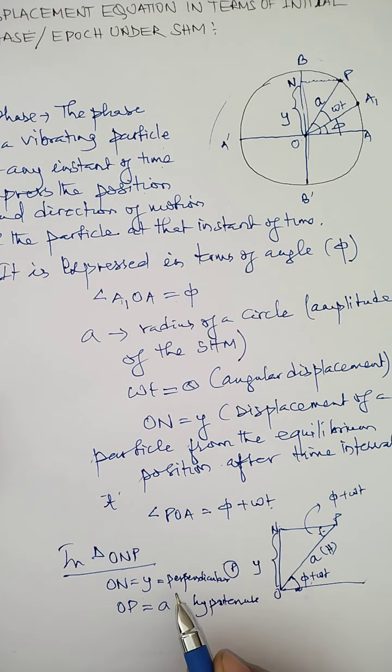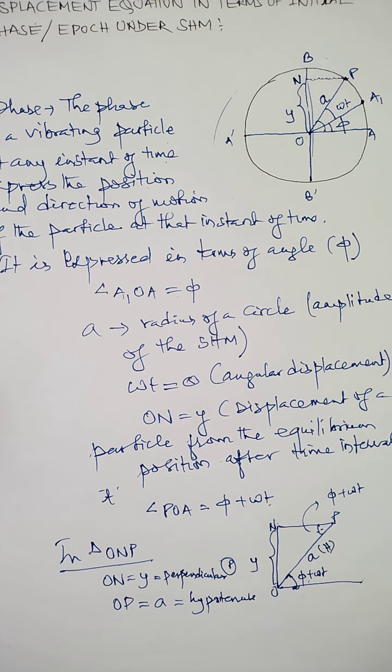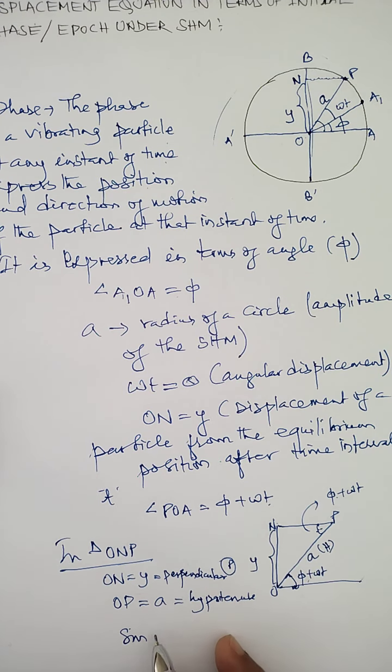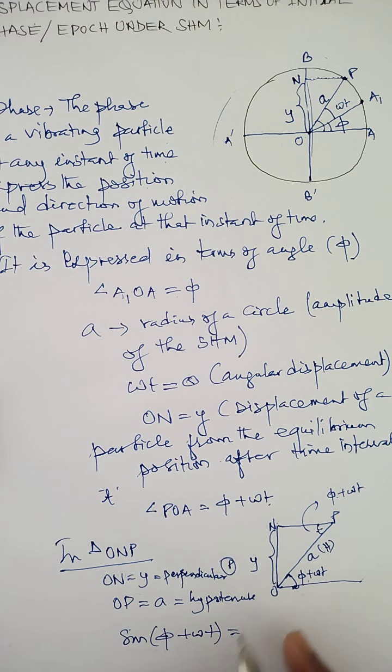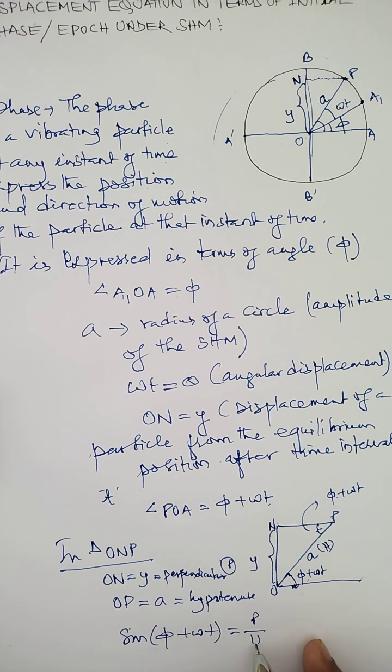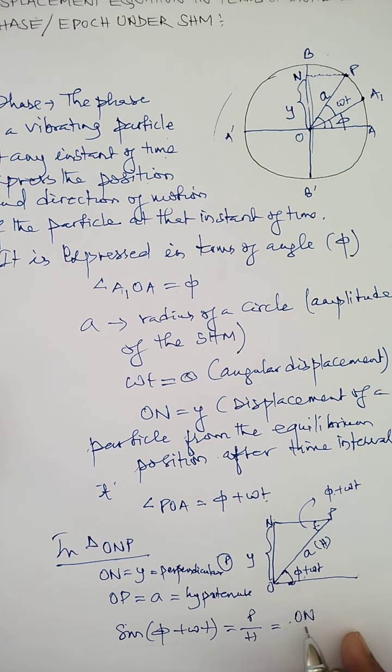So if perpendicular is to be expressed in terms of hypotenuse, which trigonometric ratio do we use? Sine. Because we know sine of the angle, and the angle is phi plus omega t, equals perpendicular by hypotenuse, P by H. But what is the perpendicular? ON. And what is the hypotenuse? OP.